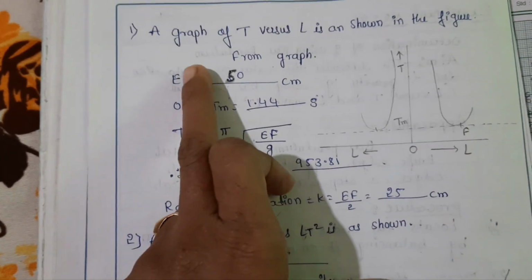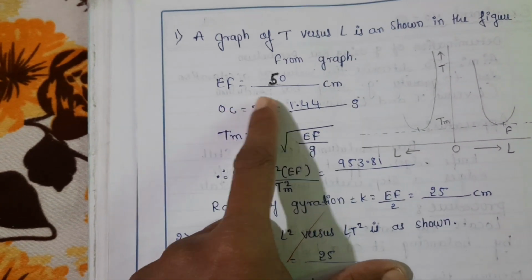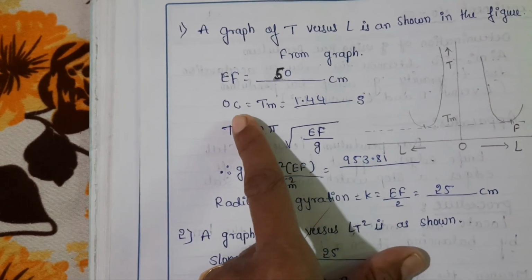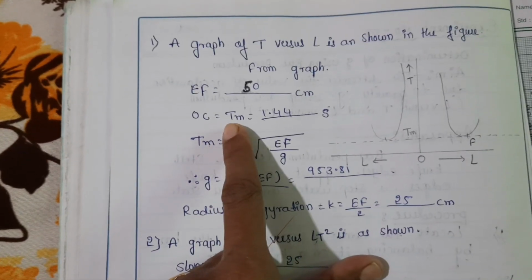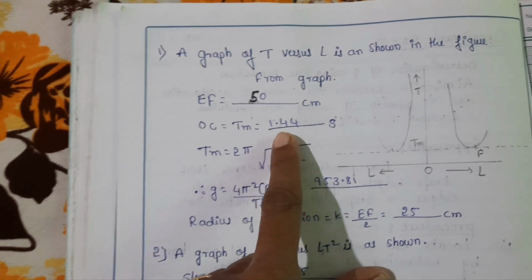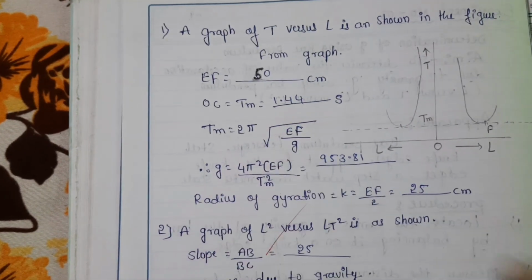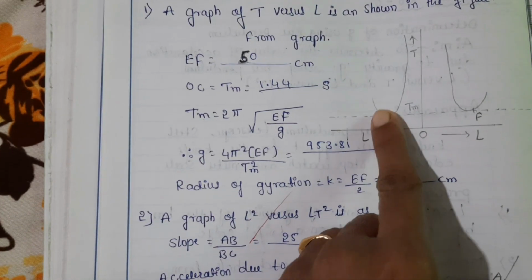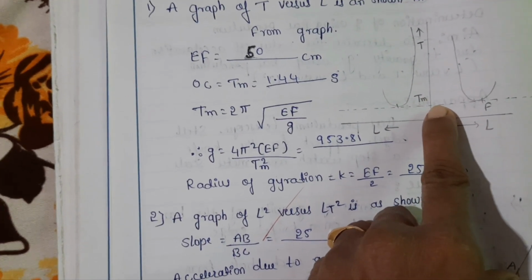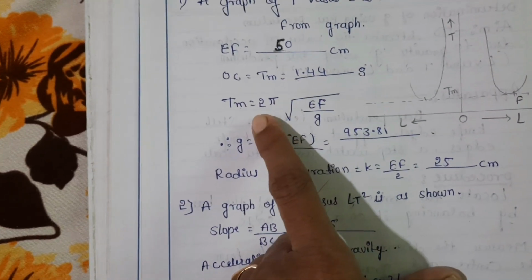So here, the distance after plotting the graph of time period versus length L, EF, is around 50 centimeter. Next is the time period. How can you measure it at that EF point? What will be the time period that you should note down from the graph? For 50 centimeter from this line, this is the mean time period, 1.44 from the graph.